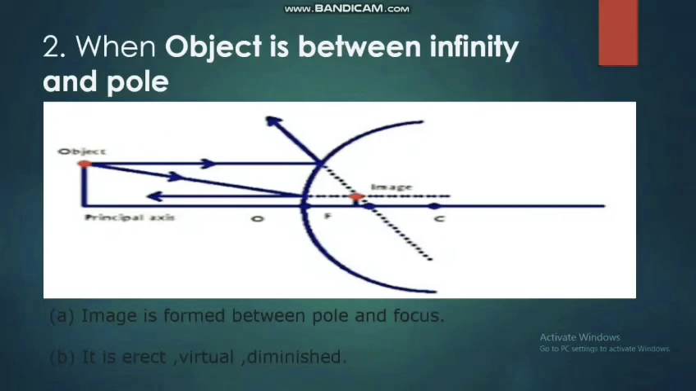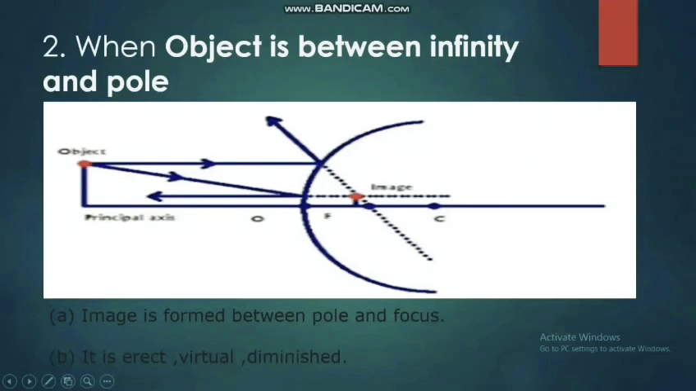The image is formed between the pole and the focus, as you see here in the figure. This is actually the center of curvature, because now the curve is on this right side, that's why the center of curvature is taken on this side. So the image formed between pole and focus will always be erect because it's a virtual image, and again it is diminished. So it has only two cases. In both cases we see one common thing: the image is always diminished.